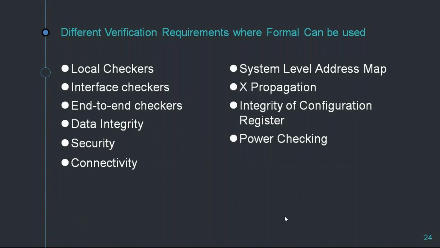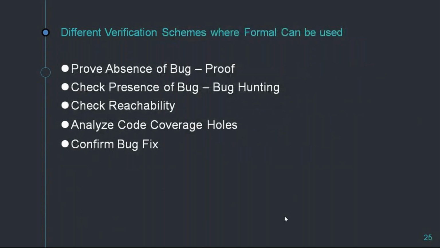So formal, by virtue of its exhaustiveness, can help us to do a lot of verification. Now, as we discussed earlier, there is absence of bug or presence of bug. In absence of bug, we are saying this particular behavior has no buggy behavior in this design. Or if you want to check the presence of the bug, if the design is too huge and we are not able to get convergence of those properties, we can go for bug hunting mode, where on different paths we try to see if there is a bug.